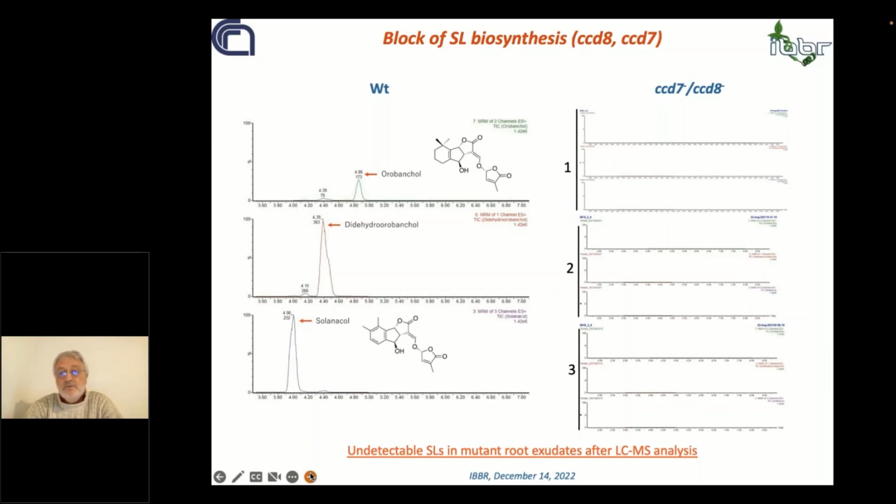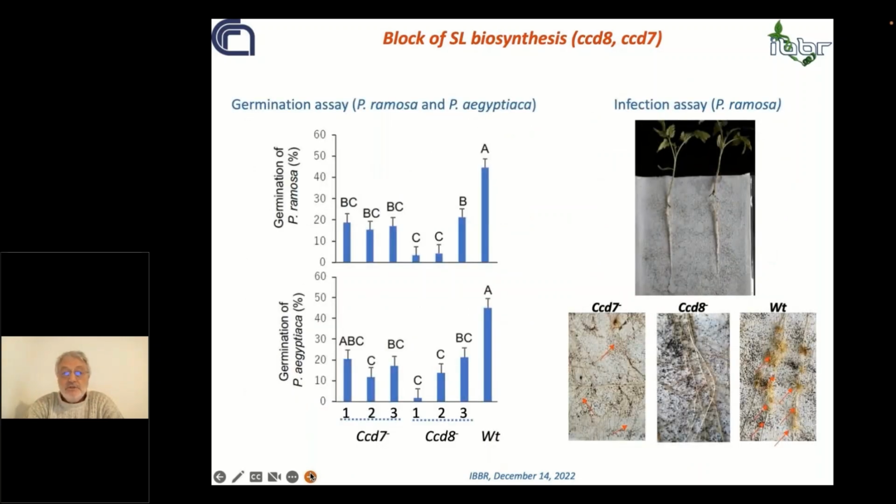We have data now also with other genes, but similarly to this, the plants that had the gene knocked out didn't show any detectable strigolactone in the root exudates. This implied less germination in the in vitro germination assay using root exudates of Phelipanche ramosa and Phelipanche gypsiaca, that is a related species, not yet present in Italy. And then you can see a reduction in both cases of seed germination.